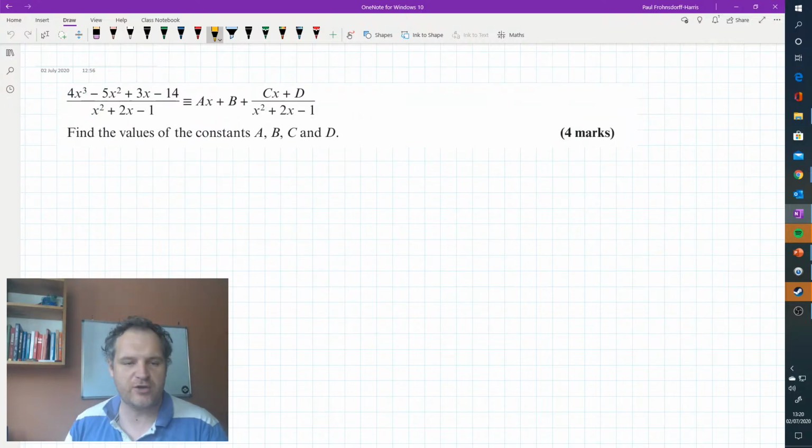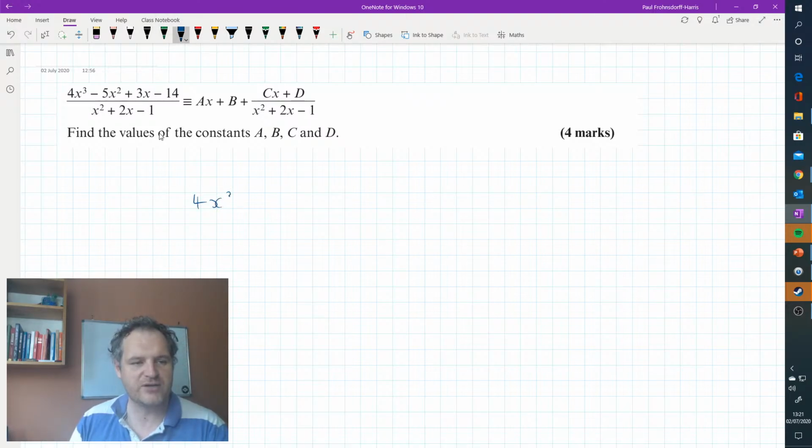Here's the last question I'm going to do with you today, and you'll notice it's not always a nice number. Now, I can't easily use the remainder theorem here because I don't have a single value for x. I have 2 values for x. But what I can do is work through the question just like before. 4x cubed minus 5x squared plus 3x minus 14 all divided by x squared plus 2x. And don't be put off by the fact that it's a quadratic we're dividing by.